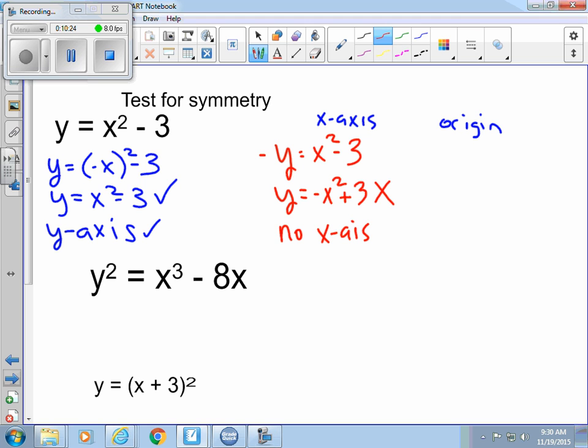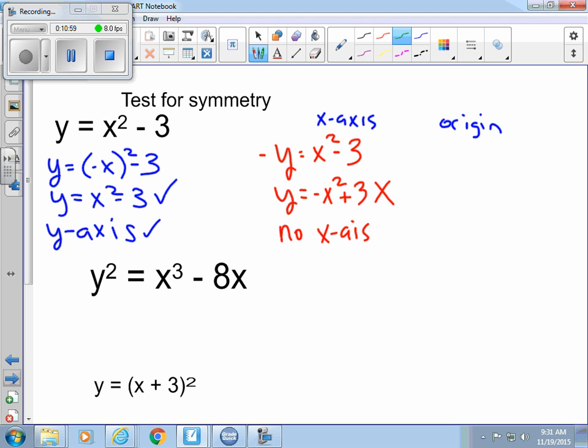Everyone see how that works? Plug in a negative y, and if I get the exact same equation back, now it may take some work to get there, but if I get the exact same equation that I started with, then we have x-axis symmetry. I'm still using the same equation from the top. I'm testing it for x-axis symmetry, I'm testing it for y-axis symmetry. So you make the y negative.